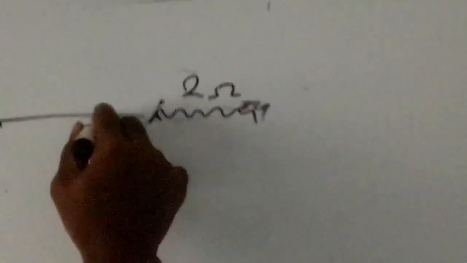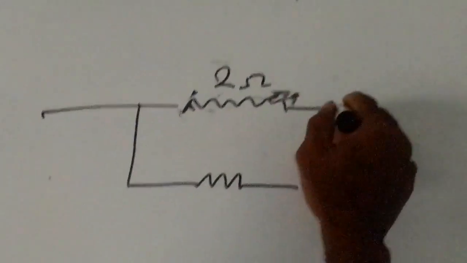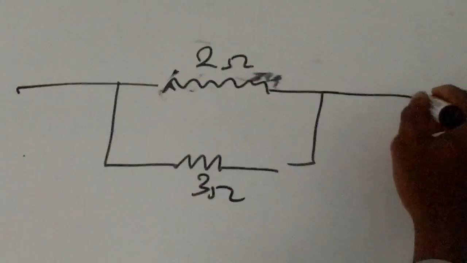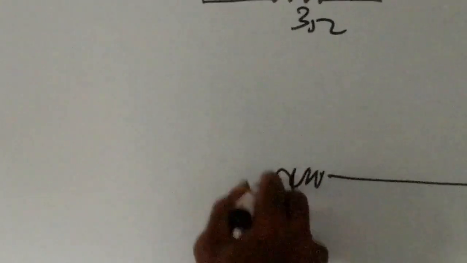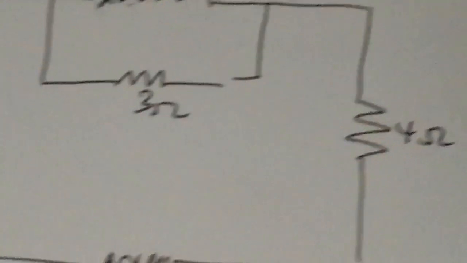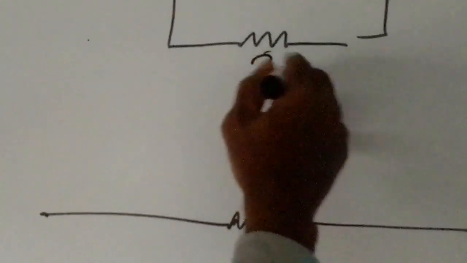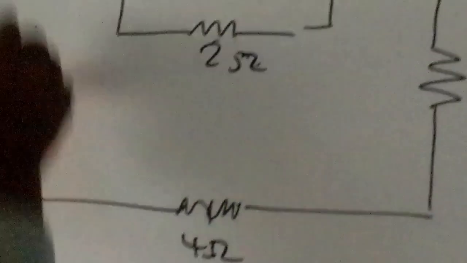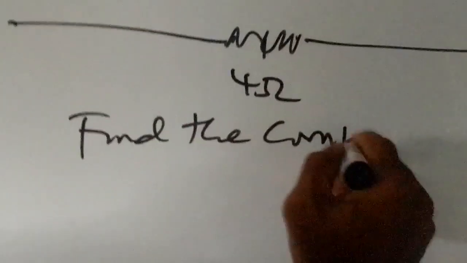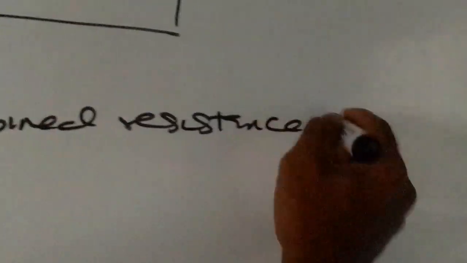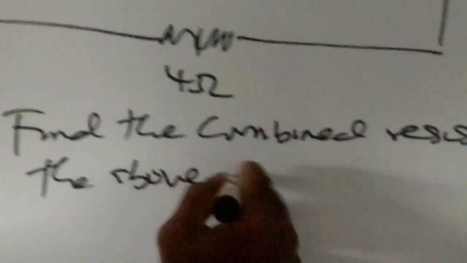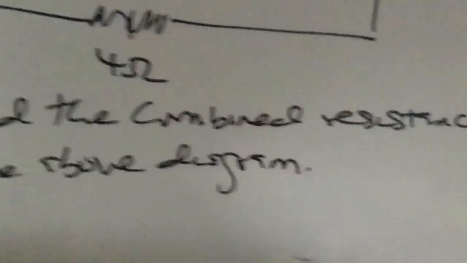2 ohms, 3 ohms, 4 ohms. 2 ohms, 3 ohms, and then 4 ohms. The question says you have to find the combined resistance of the above diagram. So find the combined or the equivalent resistance of the above diagram.